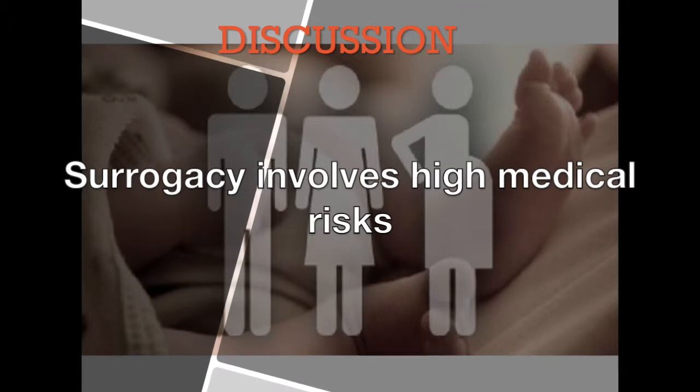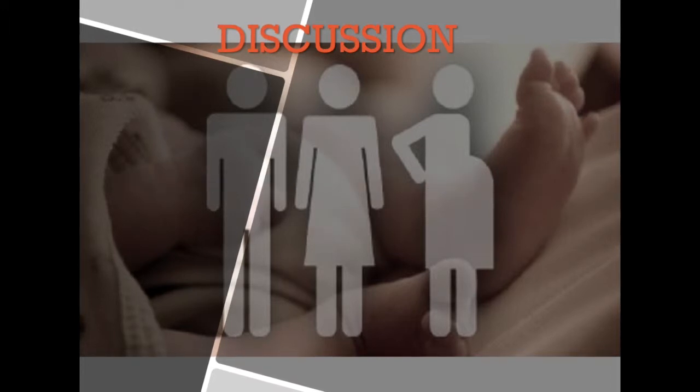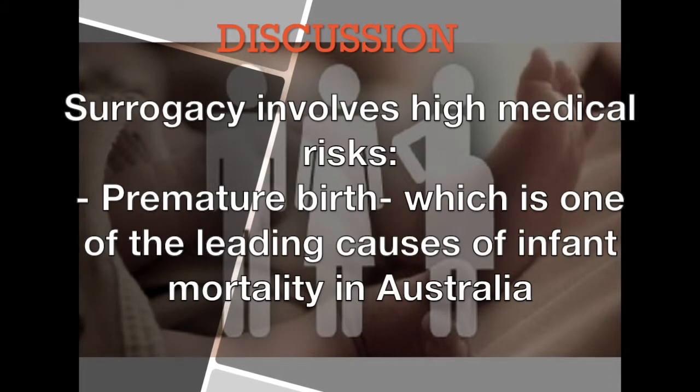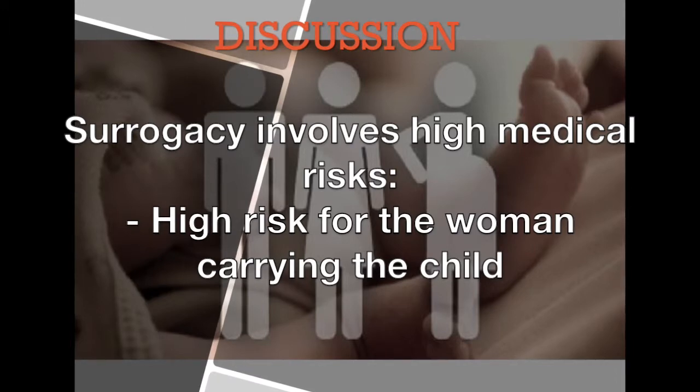Surrogacy has high medical risks involved, especially to the child. Infertility treatments such as surrogacy and IVF have high chances of leading to premature birth of the child, which is one of the leading causes of infant mortality in Australia. It is also high risk for the women carrying the child, as with any birth. This then leads to exploitation of women's bodies.